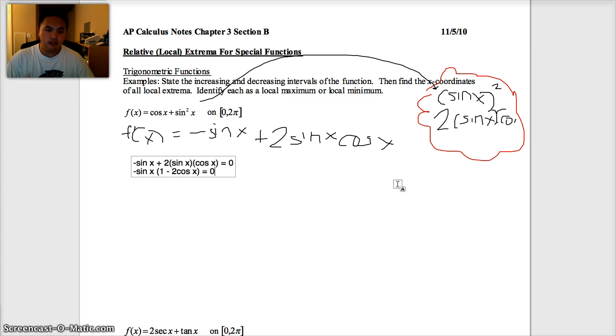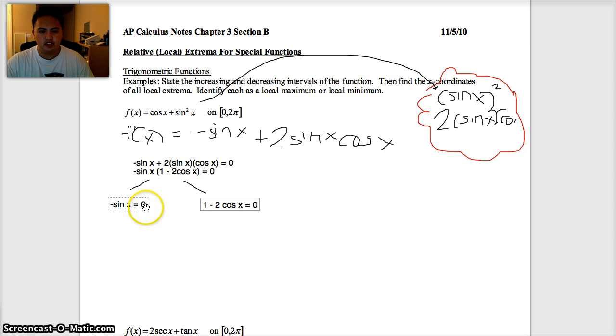Okay, so now we factored, now we have 2 terms that multiply to give me 0. So I'll take each factor and set them equal to 0. So either negative sine x equals 0, or 1 minus 2 cosine x equals 0.